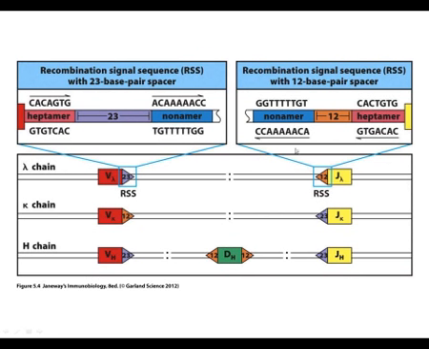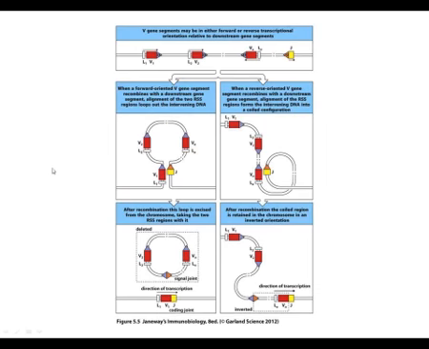So I may do an aside if there's time at the end to look at some sequences, just to get comfortable with looking at sequences. Remember, all you're thinking about here in DNA is a whole bunch of letters strung together. In some place, there's going to be CACAGTG, nucleotide times 23, ACAAAACC, and that is going to be a signal that we can recombine here. That's going to be this RSS. So how does this happen?